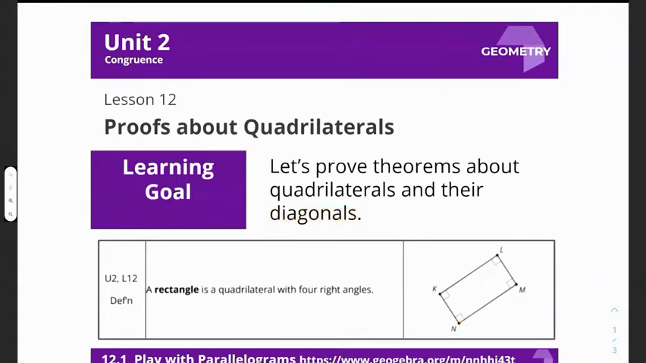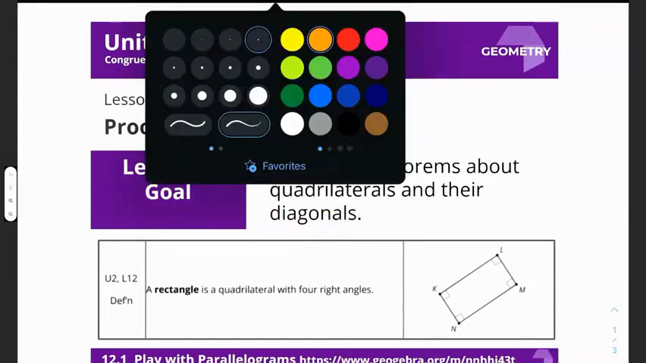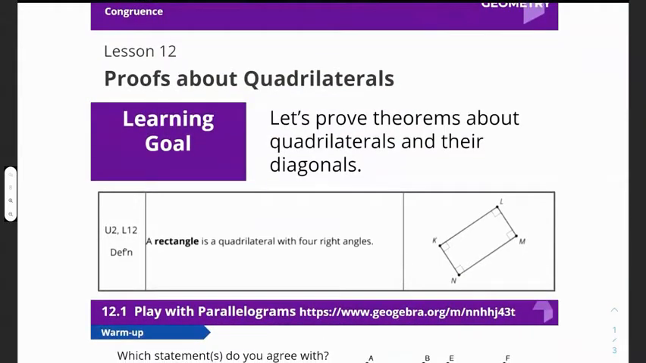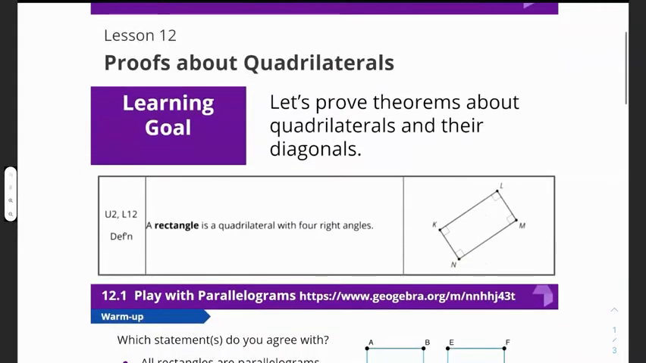All right, so first things first, let's look at some definitions. We have the good old-fashioned rectangle here. A rectangle is a quadrilateral. Again, that's a four-sided gon. Polygon, get it? So four-sided gon with four right angles. So 1, 2, 3, 4.